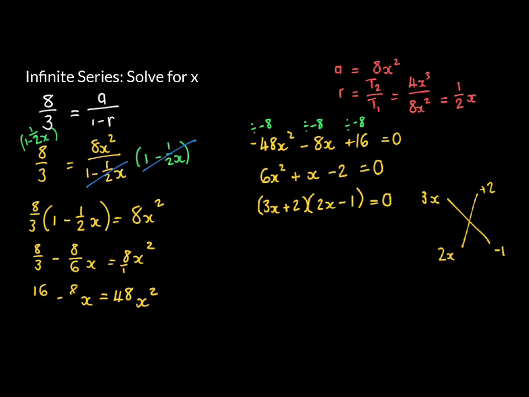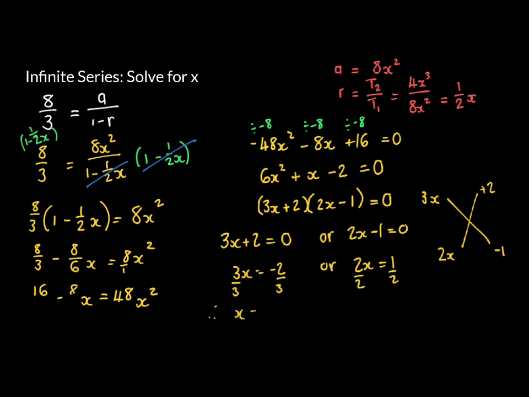Then I can equate both of these brackets to 0. So I'm going to have 3x plus 2 is equal to 0, or 2x minus 1 is equal to 0. Therefore, I'm going to get 3x is equal to negative 2, or 2x is equal to 1. Divide this side by 3. Divide this side by 2. Then I'm going to get, therefore, x is equal to negative 2 over 3, or x is equal to a half. And that's the answer we're looking for in both these cases. So x can be either of these numbers and it will work. I promise you, you can go have a look.